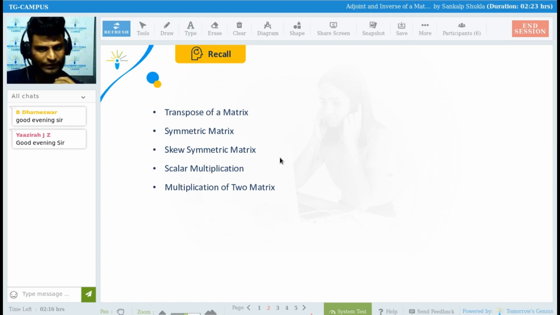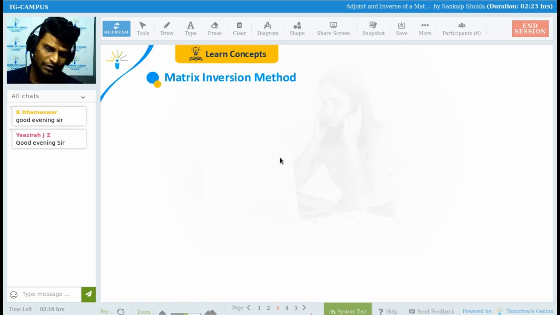Okay. So we can start today's session with today's topic, that is the matrix inversion method. Okay, what is this matrix inversion method? This method is used to find the inverse of a matrix. So this is just a name for that, like how do we find the inverse of a matrix.